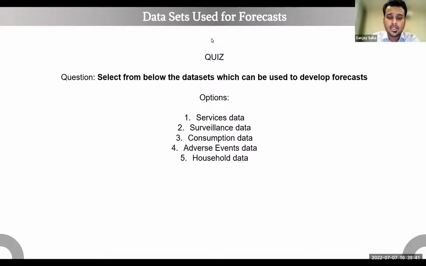Okay, excellent. So consumption data, everyone has selected. Services data, the majority of you have selected. And then some of you have also selected surveillance and household data. Okay. Excellent. Whoever has selected consumption and services, you're absolutely right.